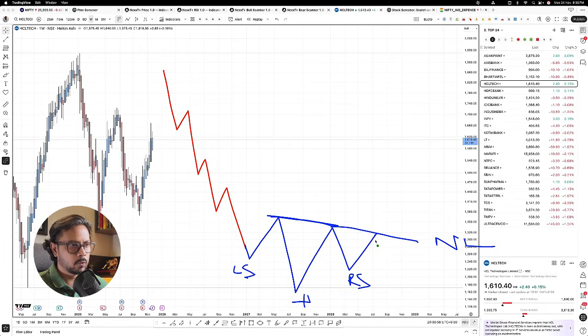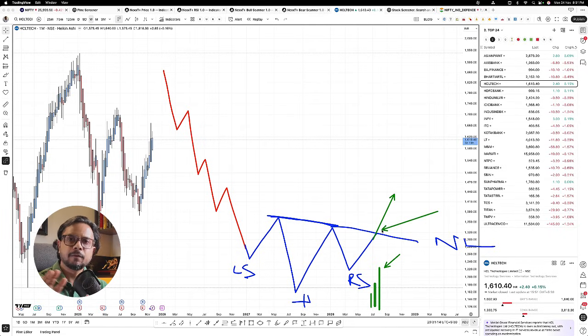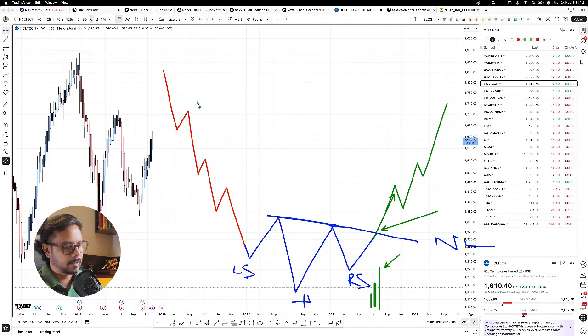You have to wait for prices to break out. This is the breakout. Volumes generally are very high when it's breaking out. You'll notice volumes to be very high. Once you have the breakout, wait for the price to close above the neckline. That's the most important thing. And once you have the close above the neckline, you can expect that the reversal pattern has played out, the previous downtrend has finished, and we have a new uptrend.